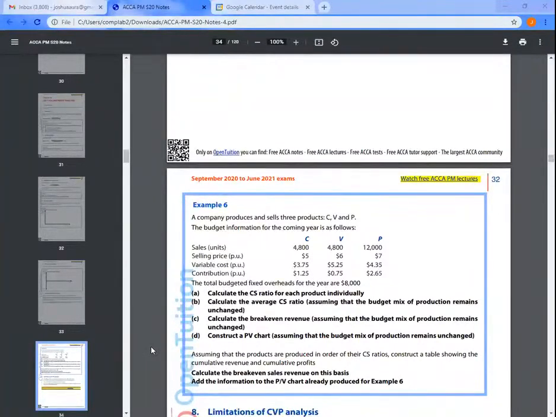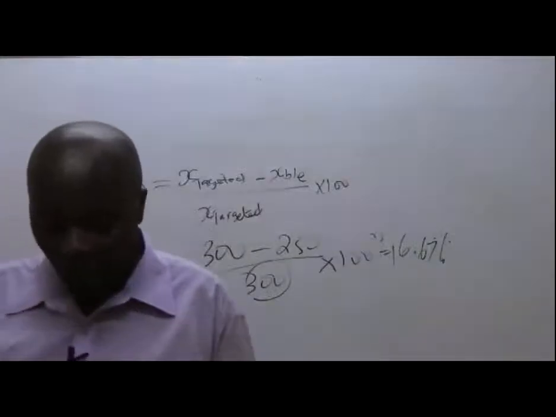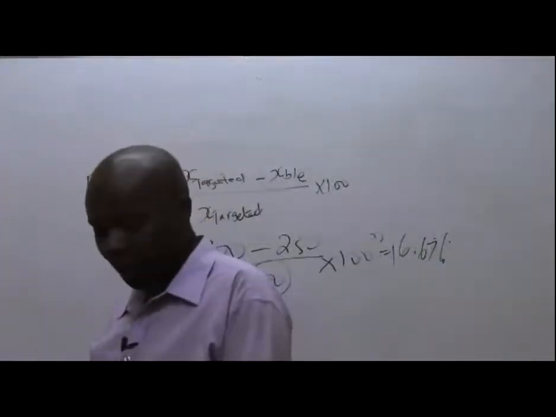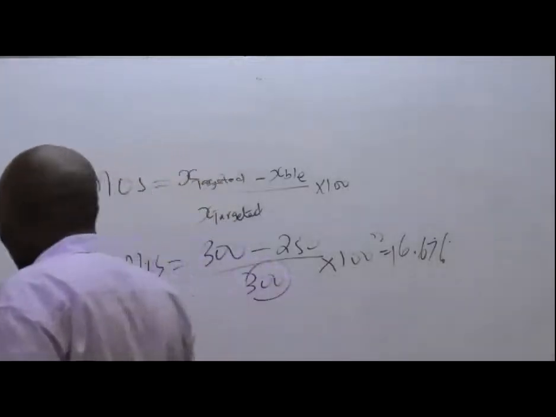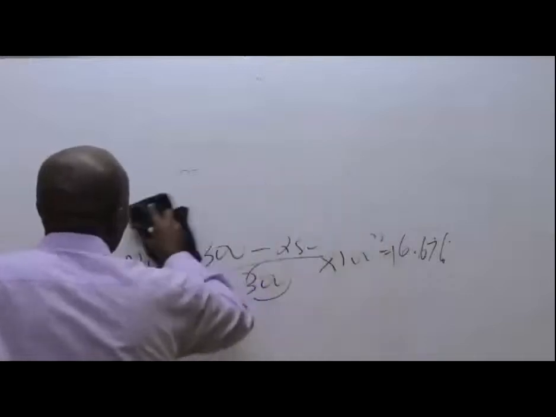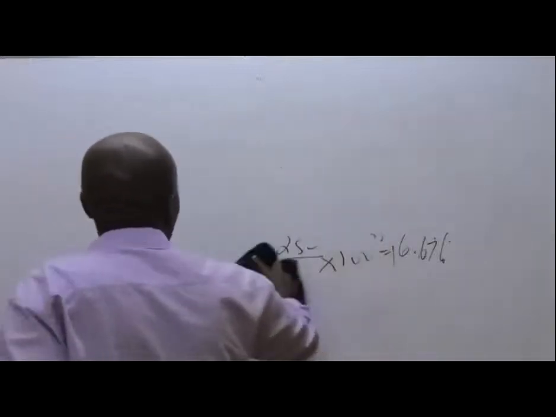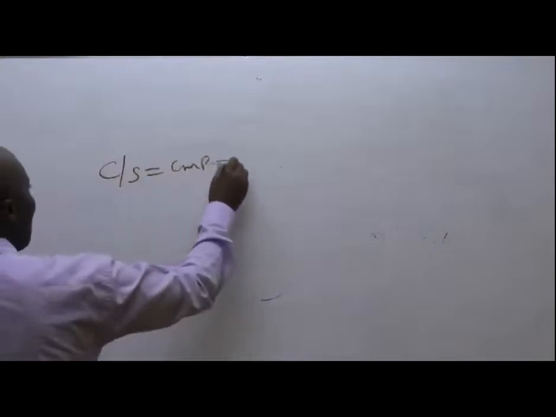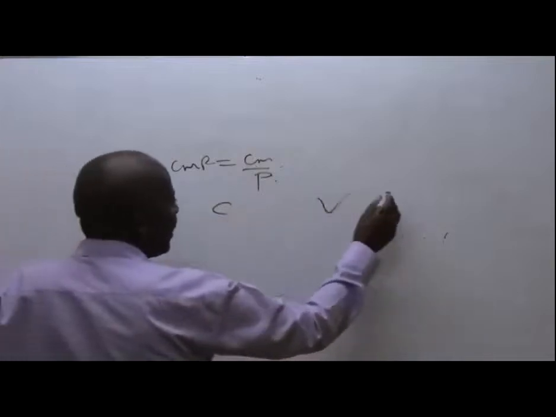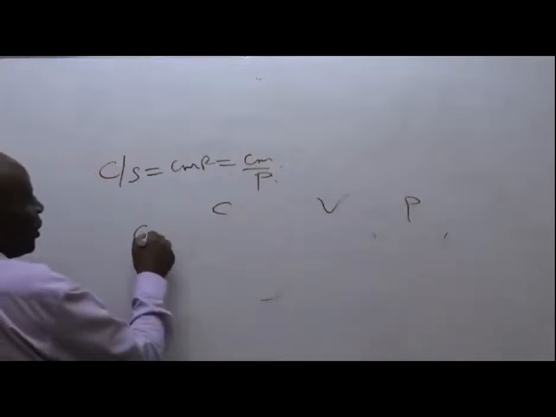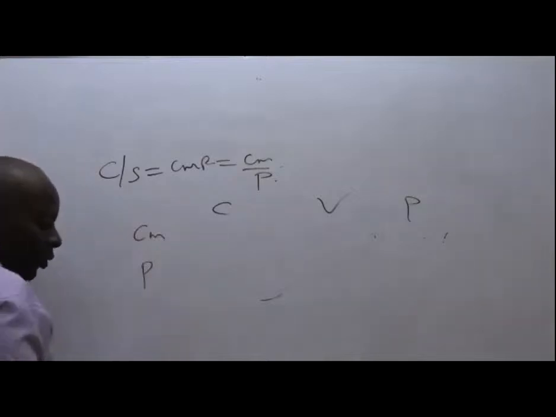So the thing is, we have to remind ourselves, how do we get this CS ratio? Ladies and gentlemen, the CS ratio is the same as CMR. It is contribution margin over price. So we have our three products here, C, V, P. The only thing you need is to take the CM versus the price, and then you get the quotient.